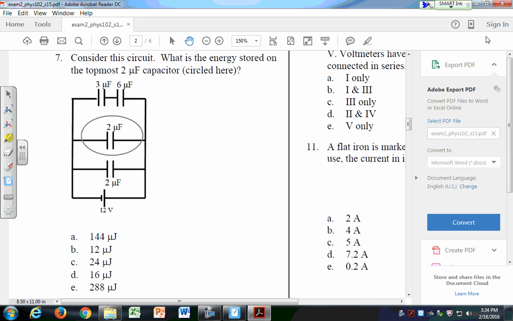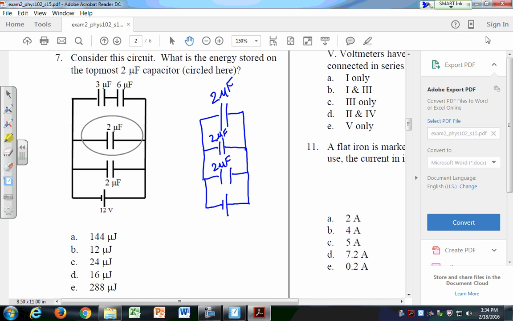No, it's not going to be 6. Try again, because I think when you hit on the answer, you'll see. Let me redraw this circuit a little bit, okay? Because I can take the equivalent of the 3 and the 6. I don't have to do that, but I can. So I have a 2, a 2, and a 2 microfarad capacitor. All I did was I just took the equivalent of these two. That might help you a little bit. What is the voltage across this capacitor?